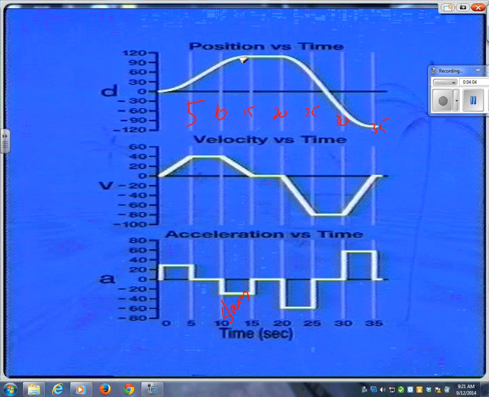Okay, so from 15 to 20, now we know that it's stopped. We can tell because it's flat. The velocity time graph is flat and at 0, so it's stopped. And the acceleration time graph is flat and at 0, which means it's either stopped or it's moving at a constant velocity.